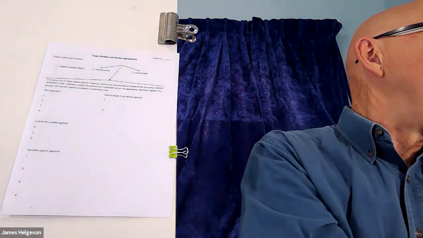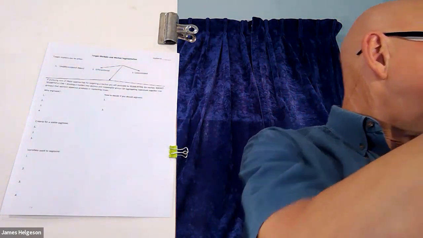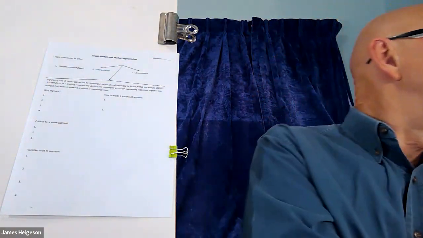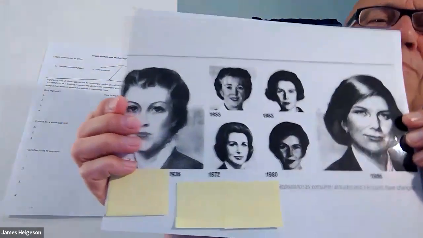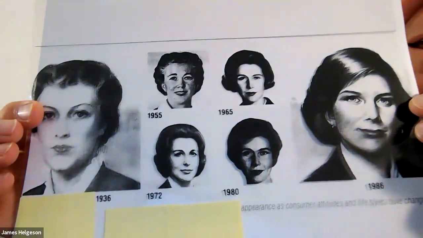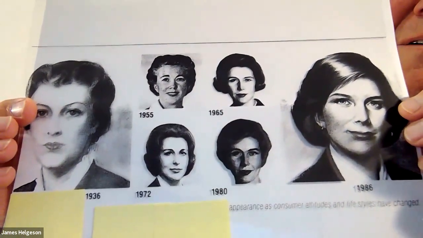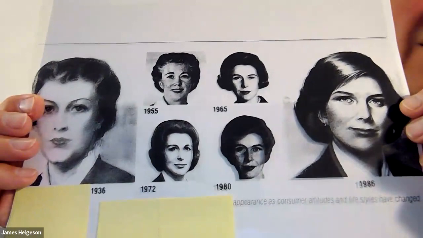Thinking about psychographics. This example doesn't even work. Well, okay, I shouldn't say that. It doesn't work like it used to. I used to realize this was actually in the book until recently. Who is this? Do you know who this is? 1936, 1955, 1965. Look at these.